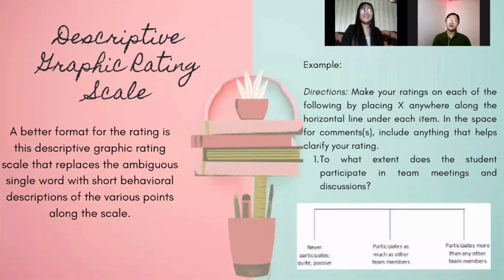Next is the descriptive graphic rating scale. A better format for rating is the descriptive rating scale. It replaces the ambiguous single word with a short behavioral description of the various points along the scale. The example is shown on the right side.